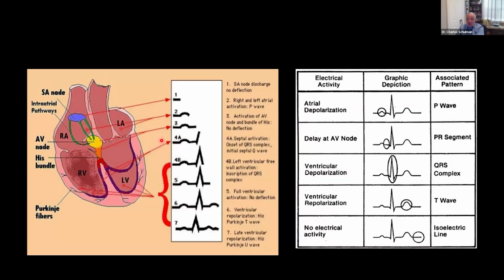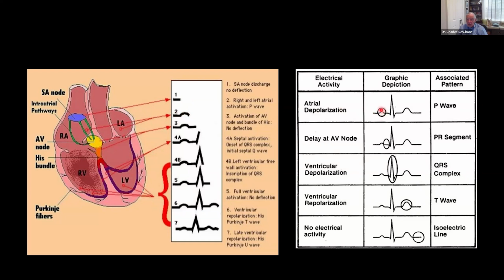This shows what we see on the clinical electrocardiogram as the electrical impulses travel from the SA node to the AV node and then to the ventricles. The SA node does not cause a deviation from the baseline. As the impulse travels through the atrium, it writes a P wave.